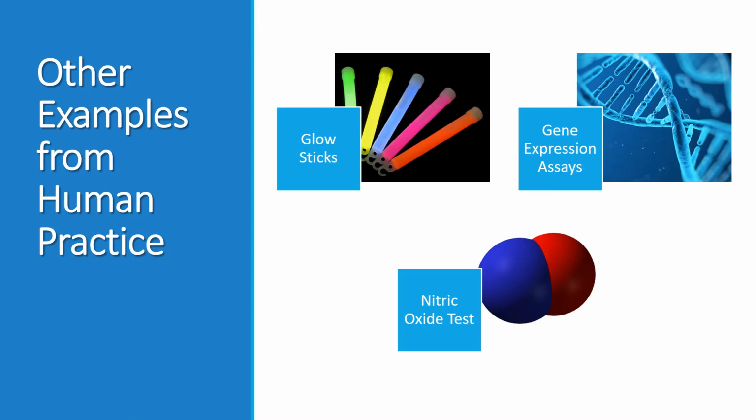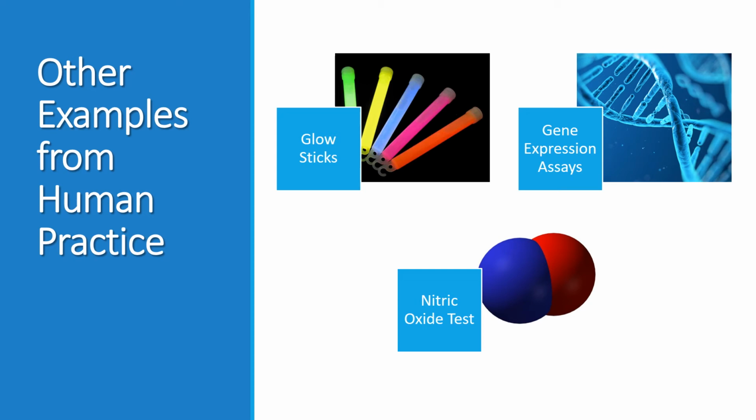Humans use chemiluminescence in many other ways too. The example we are all most familiar with is glow sticks. Inside of a glow stick is 1 glass vial containing hydrogen peroxide, the oxidizer. When broken, it mixes with diphenyl oxalate, creating a glow that can last for hours.